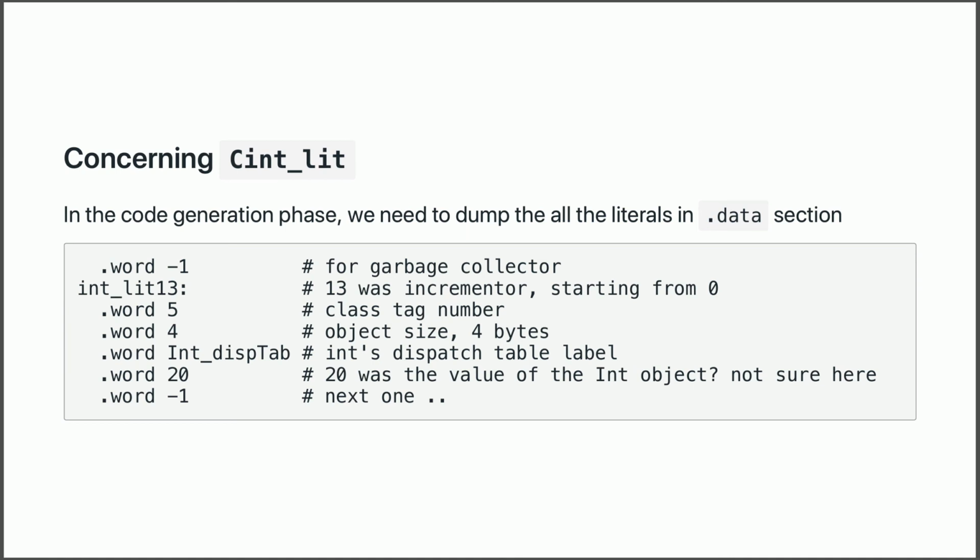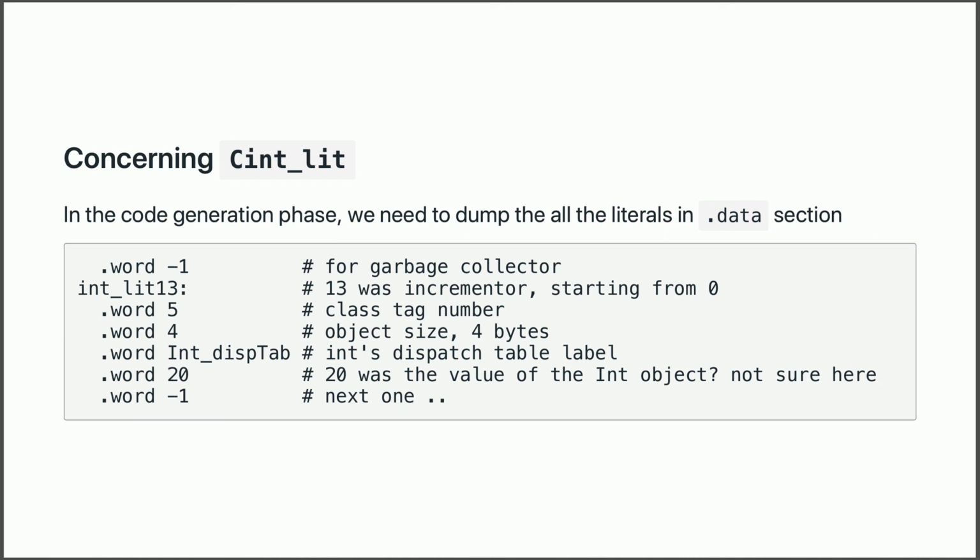In this int literal, we can see the following. We have .word -1, which is for the garbage collector, and then we have an int literal of 13. Int literal 13 doesn't actually mean it holds the integer value of 13. It means it's the 13th int literal being output by the compiler. Then 5 means it's a class tag number. It's like an arbitrary number we assign. Okay, from now on, the integer class has a number of 5.